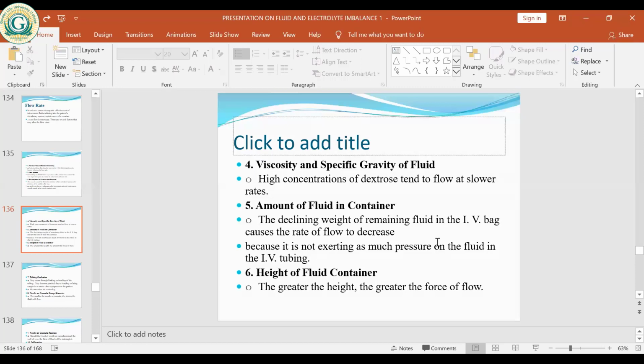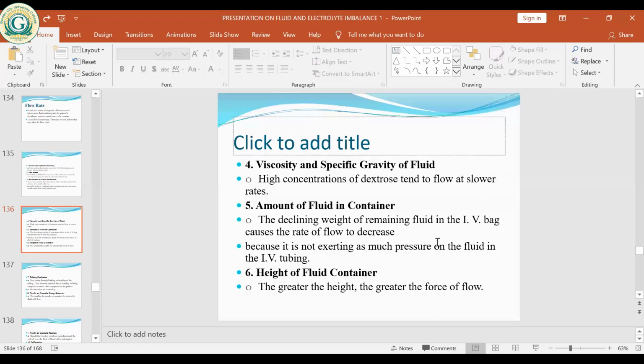Amount of fluid in the container. I've talked about the amount of fluid in the container. The higher the fluid in the container, the greater the flow rate. The lesser the fluid in the container, the lesser the flow rate, and vice versa, because the weight exerts pressure on the fluid and it flows faster.